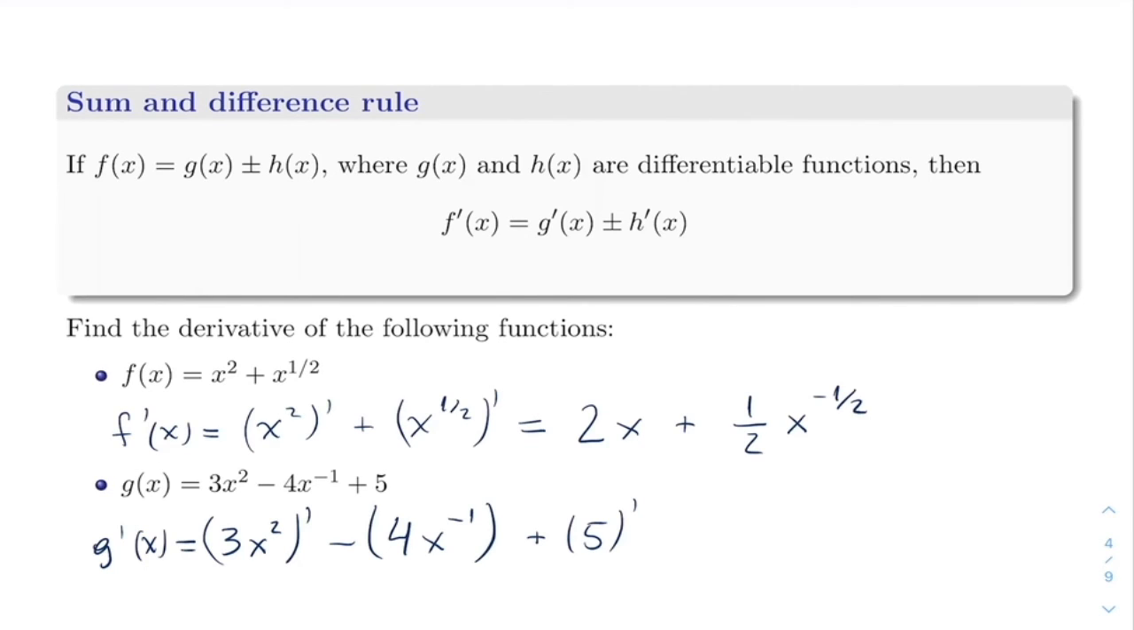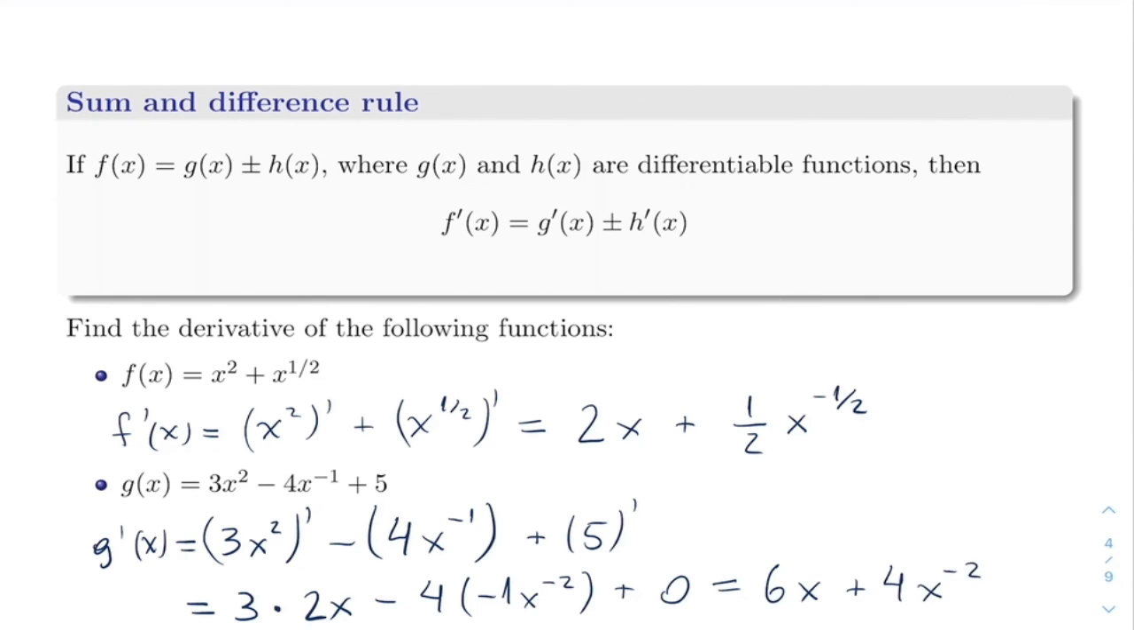And again, we know how to do this because this will be 3 times the derivative of x squared, which is 2x, minus 4 times the derivative of x to the minus 1 plus the derivative of 5, which is a constant. So we already learned that the derivative of this is equal to 0. So putting all these together, we get that this is 6x plus 4x to the minus 2.